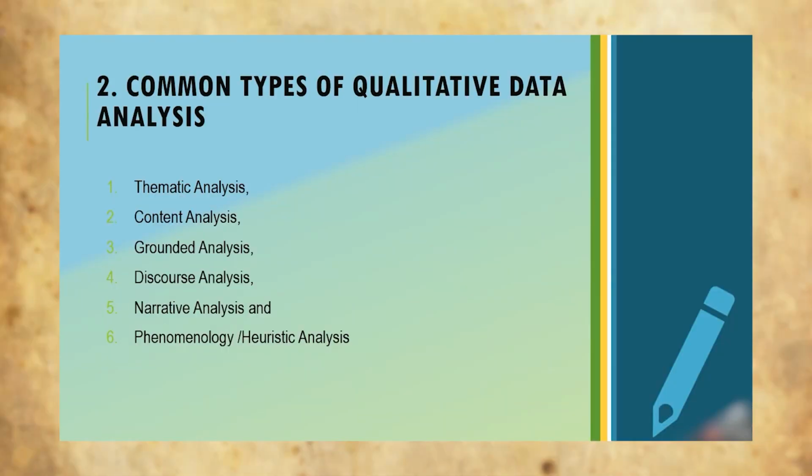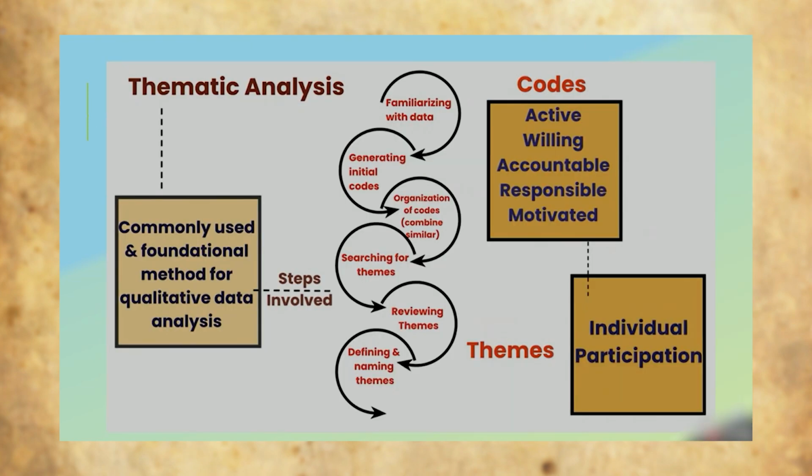Looking into the qualitative aspect, we have six different types: thematic analysis, content analysis, grounded analysis, discourse analysis, narrative analysis, and phenomenology or heuristic analysis. Now, thematic analysis is commonly used and is the foundational method for qualitative data analysis. At the very beginning, we try to familiarize ourselves with the data, generate initial codes, organize those codes, and combine similar concepts.